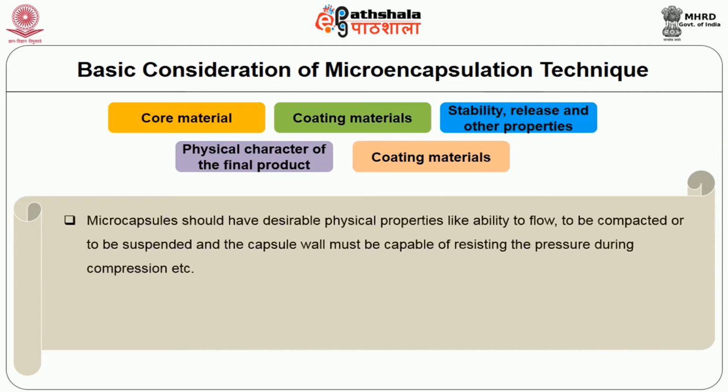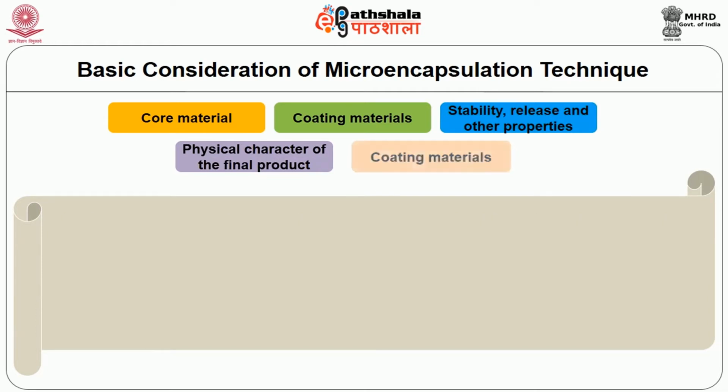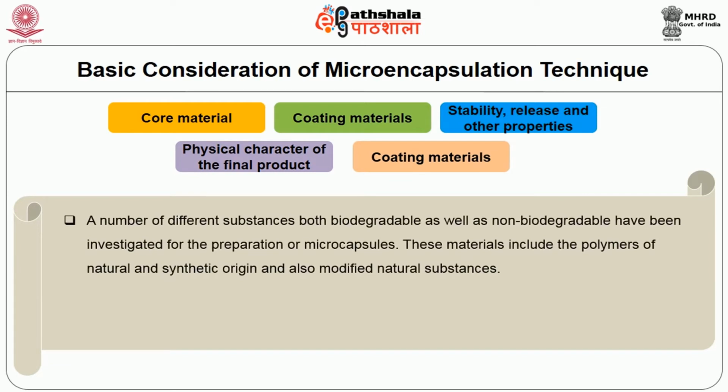Physical character of the final product. Microcapsules should have desirable physical properties like the ability to flow, to be compacted or to be suspended, and the capsule wall must be capable of resisting the pressure during compression, etc. Coating materials. A number of different substances, both biodegradable as well as non-biodegradable, have been investigated for the preparation of microcapsules. These materials include the polymers of natural and synthetic origin and also modified natural substances.